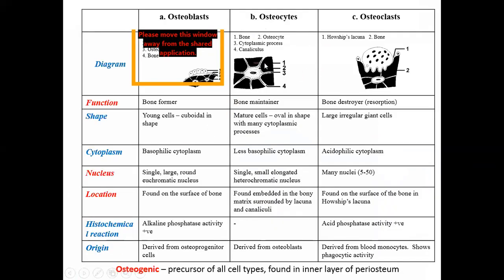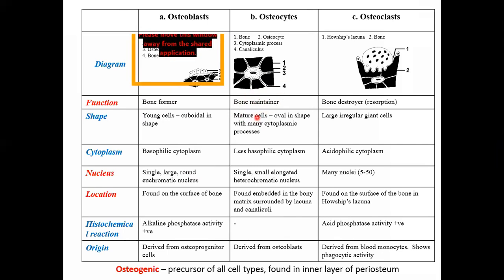Now this table. We don't have the osteogenic cells mentioned here, right? It starts from osteoblast. Again, it's a bone former. The function is bone former. And here the osteocyte is a bone maintainer. Like we said, the cells are going to sit and rest.